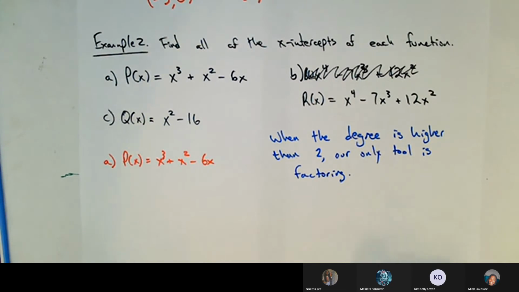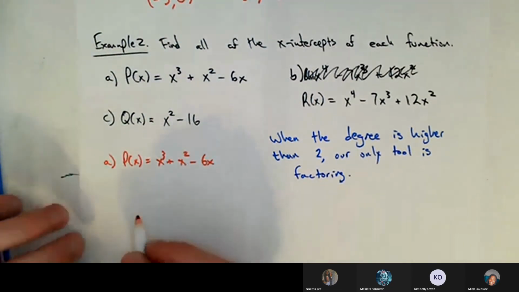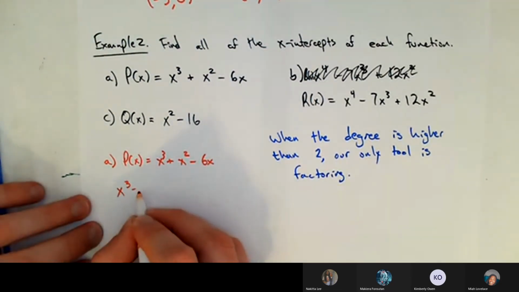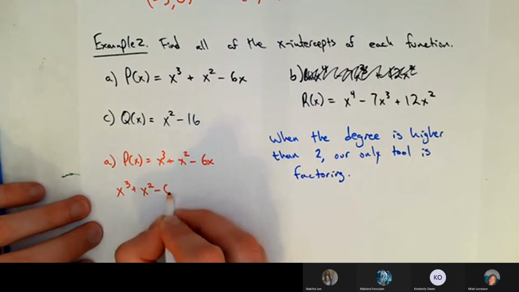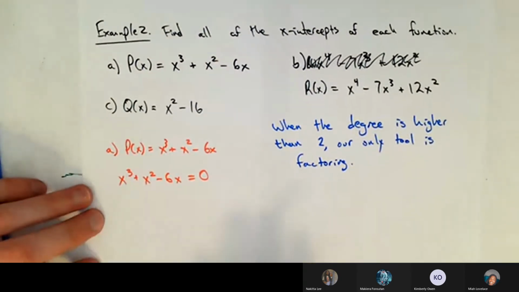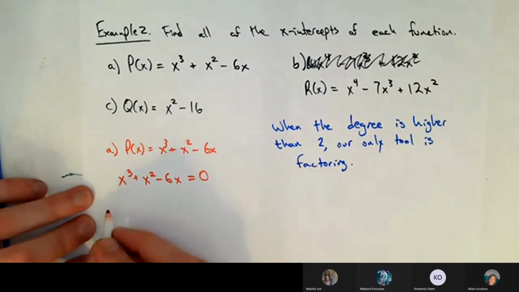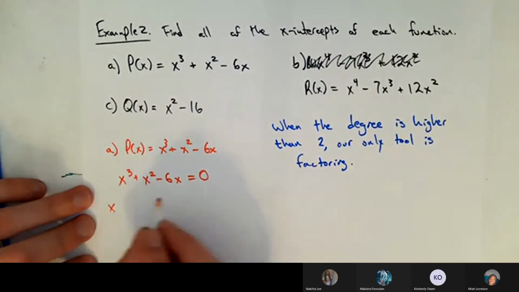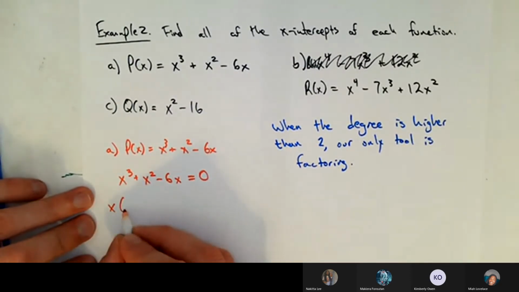So when the degree is higher than 2, when it's not quadratic, the only tool you can use is factoring. But note that when I take this thing and I set it equal to 0, which is the standard procedure, can't I factor an x off of all 3 of these terms?